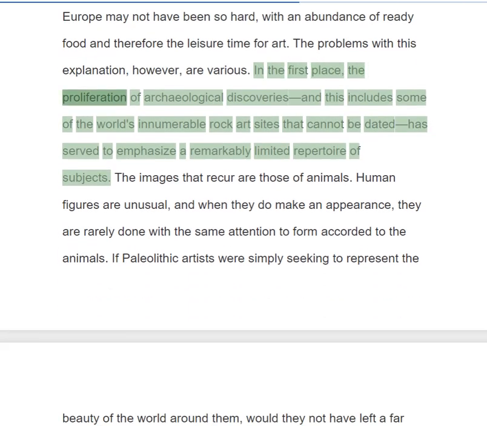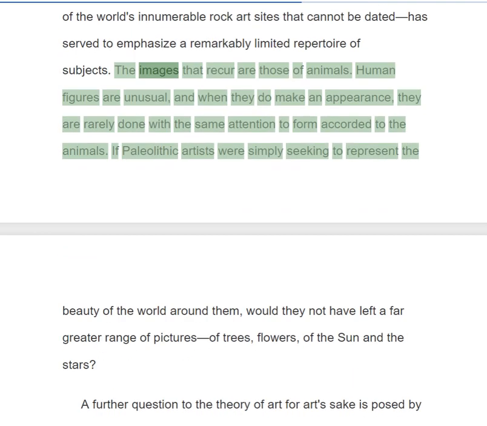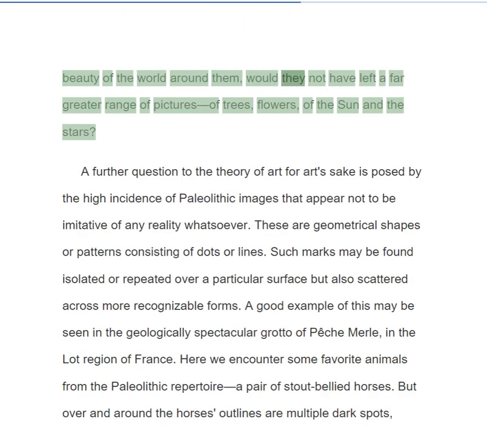In the first place, the proliferation of archaeological discoveries, and this includes some of the world's innumerable rock art sites that cannot be dated, has served to emphasize a remarkably limited repertoire of subjects. The images that recur are those of animals. Human figures are unusual, and when they do make an appearance, they are rarely done with the same attention to form accorded to the animals. If Paleolithic artists were simply seeking to represent the beauty of the world around them, would they not have left a far greater range of pictures, of trees, flowers, of the sun and the stars?